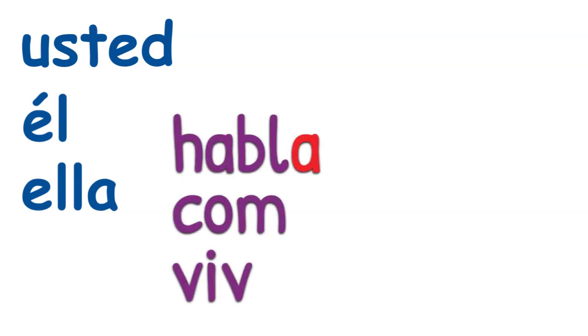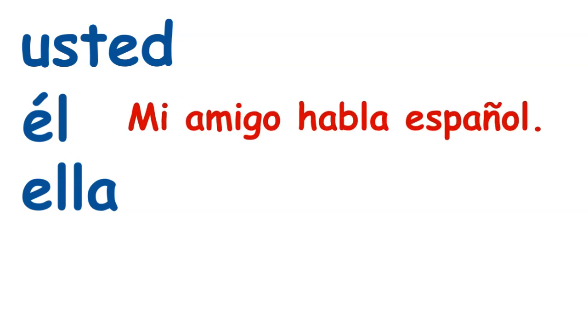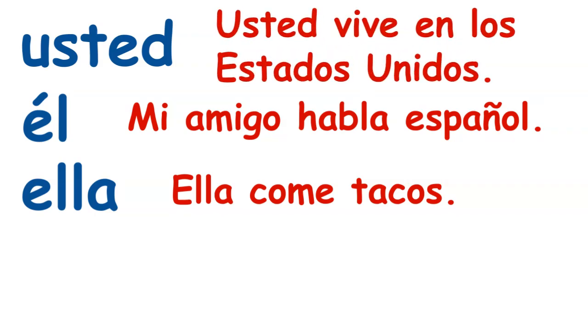If you want to either speak directly to someone using the formal usted form, or talk about someone using él, meaning he, or ella, meaning she, then you will place an A after your verb stem for AR verbs, or an E after your verb stem for ER and IR verbs. Now we can say, mi amigo habla español, my friend speaks Spanish. Ella come tacos, she eats tacos. Or usted vive en los Estados Unidos, you live in the United States.